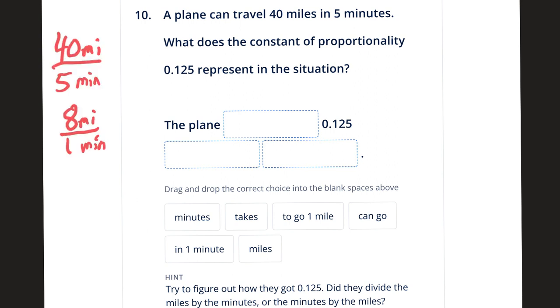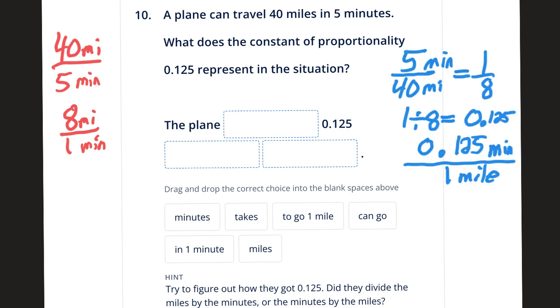Well, right away my brain was like, hey, I'm going to do 40 miles divided by 5 minutes and find the miles per minute. And 40 divided by 5 is 8. And so that tells me 8 miles per minute. Guess what, though? 8 is not equal to 0.125.